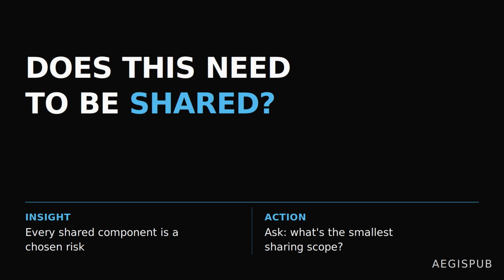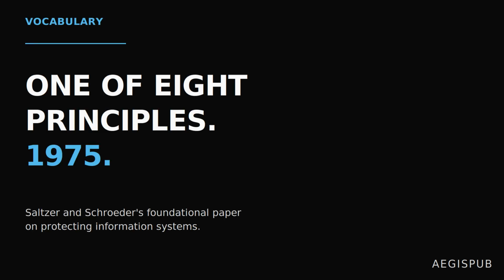Before the mechanics of isolation can be discussed, the vocabulary needs to be precise. Least common mechanism is one of 8 security design principles articulated by Salzer and Schroeder in their foundational 1975 paper on the protection of information in computer systems. It sits alongside principles you may know better: least privilege, economy of mechanism, complete mediation, and it is the one that is most commonly violated not through negligence, but through the entirely reasonable desire to build efficient, centralized systems.